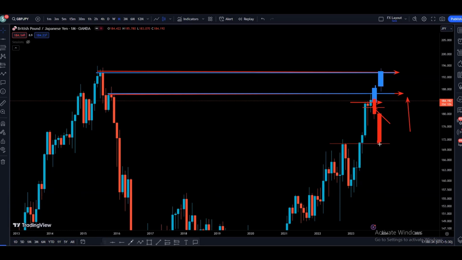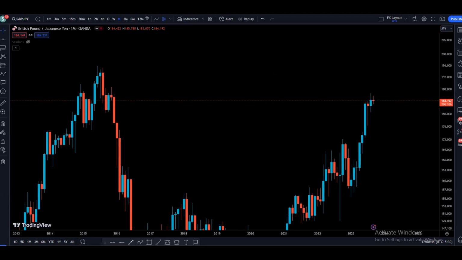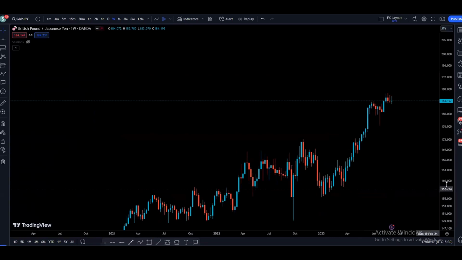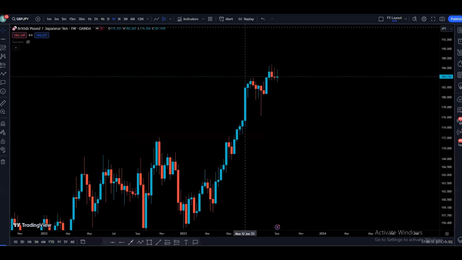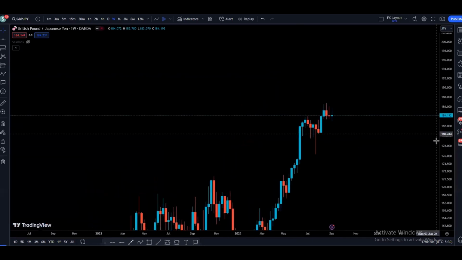And if somehow we close below this support, then there is going to be a higher probability for the price to come down to the next support, something like this. So this is something I see on the monthly time frame. Now let's go to the weekly time frame to find more details. On the weekly time frame, we are bullish as we are making higher highs and higher lows. So we can see that we created a high, higher low, broke the previous high, created a new higher high. So we have a bullish market structure on the weekly time frame.